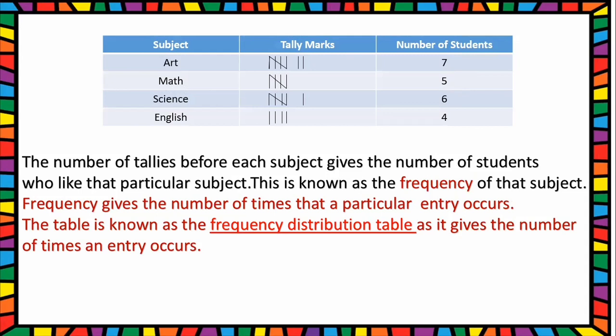So which is the most liked subject? That is art only. And which is the least liked subject? That is English. Frequency gives the number of times that a particular entry occurs. The table is known as the frequency distribution table, as it gives the number of times an entry occurs. So this table we can call a frequency distribution table. Hope you all understood.